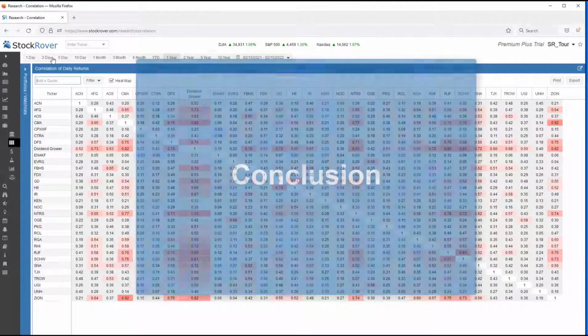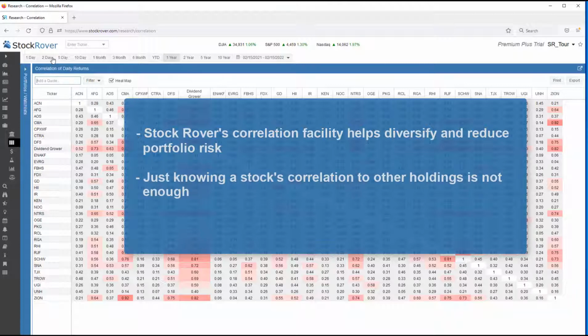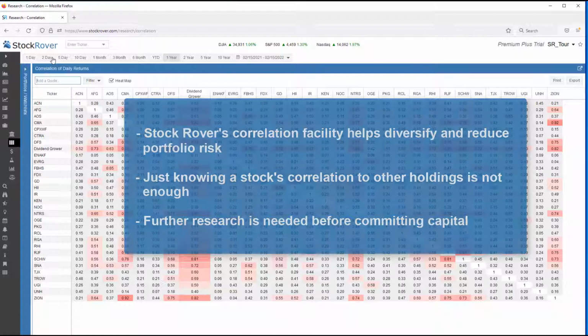We've seen how we can use Stock Rover's correlation facility to help diversify and reduce risk in our portfolios. However, just knowing a stock's correlation to your other holdings isn't enough. As always, further research would be needed to determine if you want to commit capital to any equity that looks promising from a diversification perspective. With that said, I hope you can see how powerful correlation is for examining the diversification risk of your portfolios. Try it out on your own and see what you find.